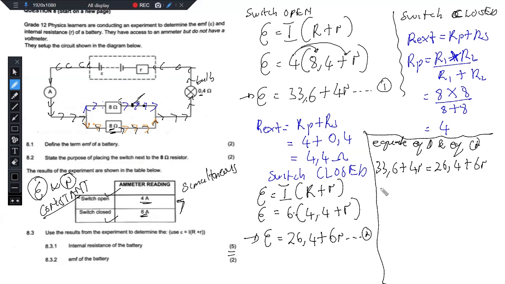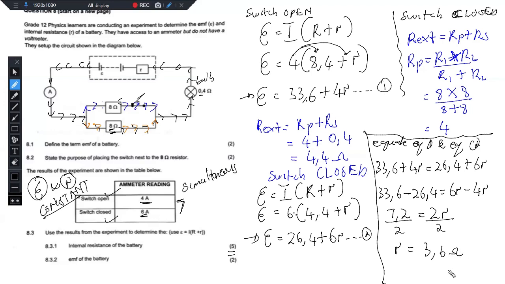Now we know what to do. All the constants one side, and all the numbers with the variable one side, right? From subtracting these, what do we get? We get 7.2, and then 6r minus 4r, that's 2r. To calculate, we then need to divide both sides by 2. Then our internal resistance becomes 3.6 ohms, right?